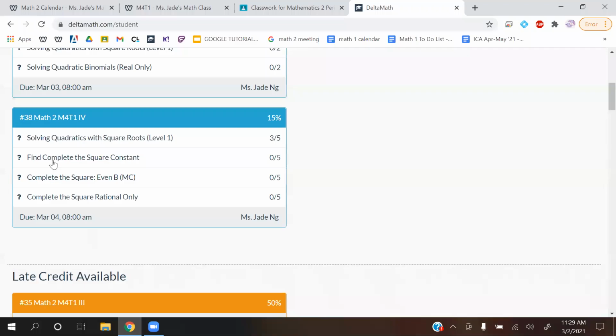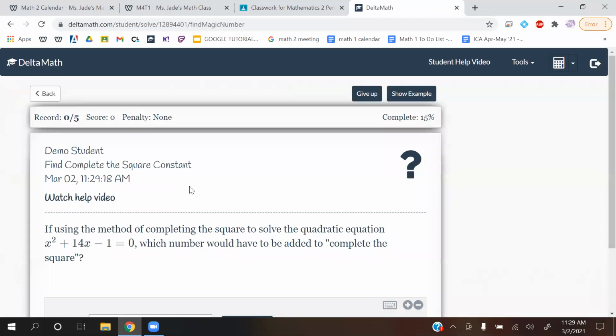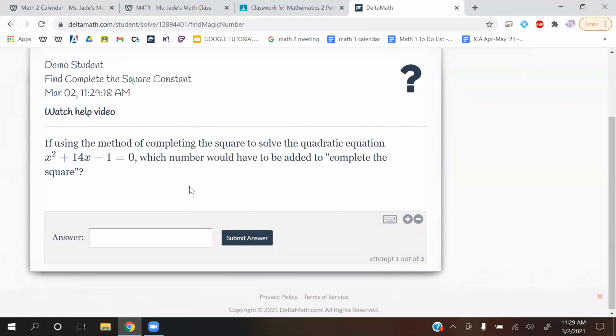So now we're going to do something called completing the square. Complete the square constant. If using the method of completing the square to solve the quadratic equation x squared plus 14x minus 1 equals 0, which number would have to be added to complete the square? Okay, so this is a new process.